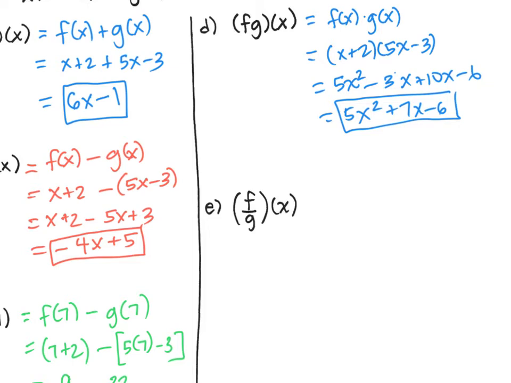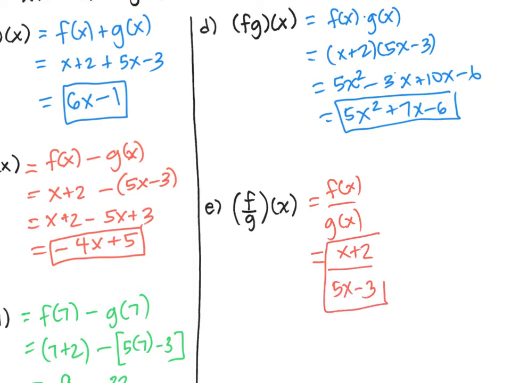Okay, the last example for arithmetic combinations is going to be dividing them. So if I do f of x over g of x, f of x is x plus 2, g of x is 5x minus 3. This doesn't simplify, so this is a good expression just the way it is. Now, if they ask you to state the domain, that would actually be the harder part of this problem. This is a rational expression, so there is a restriction on the domain.